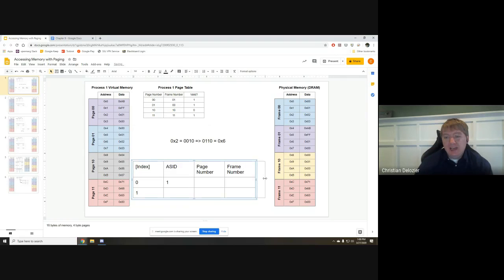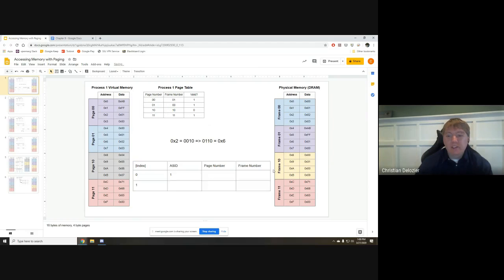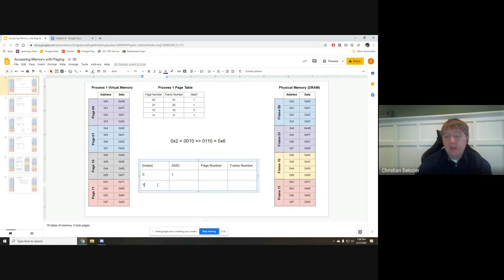That reduces the size. It's probably pretty reasonable because we'd have a data cache that is a similar size here. And so we basically want to make sure that the TLB covers the same amount of space as the data cache does. When I say covers, I mean the same amount of memory. So whatever memory we can store in the data cache, we want to make sure we have the same stuff stored in the TLB at the same time. So we have two indexes, and we have an ASID, and then we have a page number and frame number.